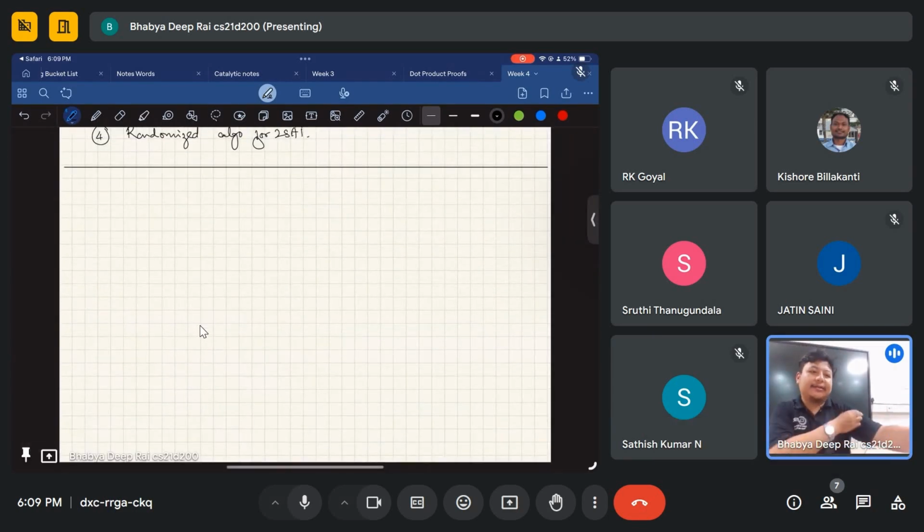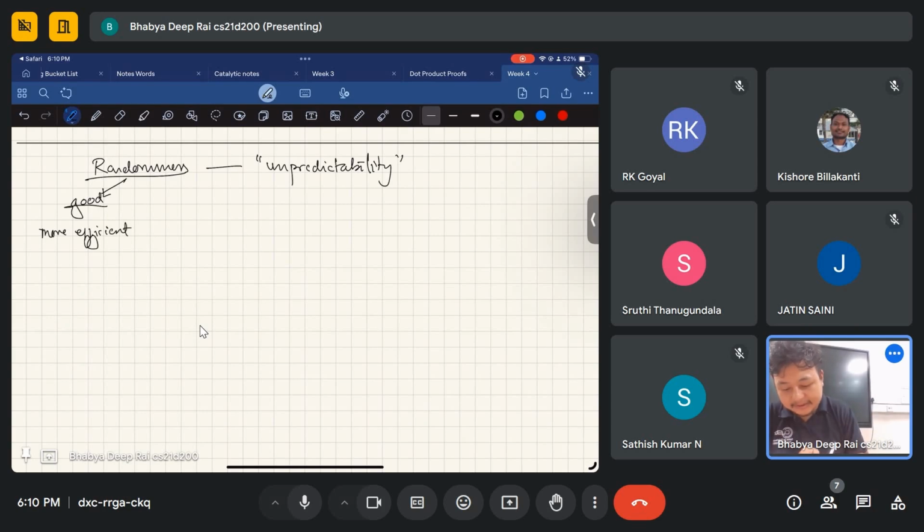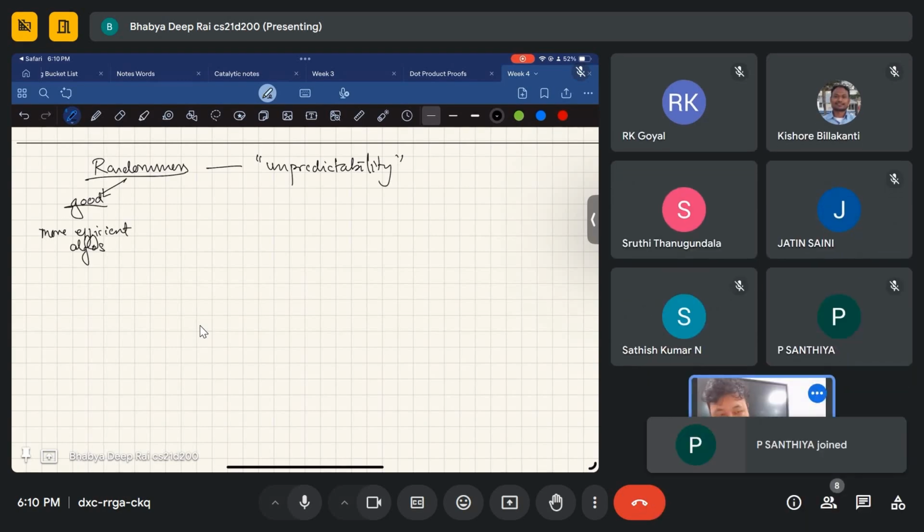Let me begin by doing a very slight recap. We have the concept of random bits. Randomness shows unpredictability. And why is randomness good? Well, more efficient algorithms. Not always, but in most cases, you could get more efficient algorithms. And because it avoids corner cases.